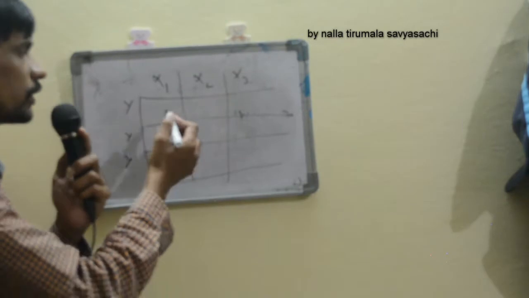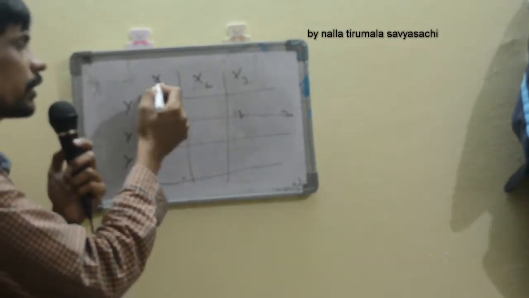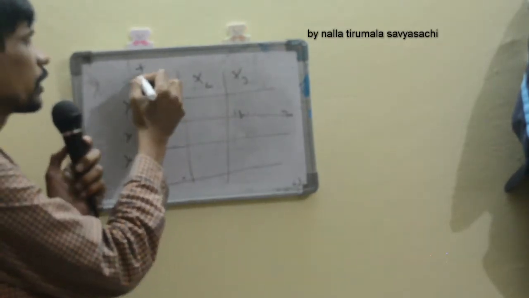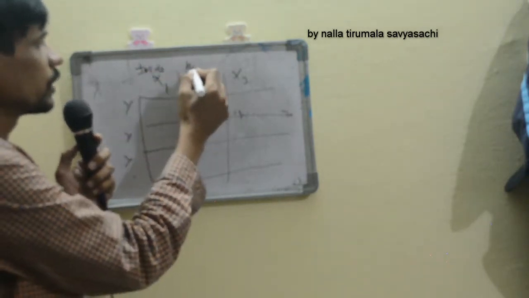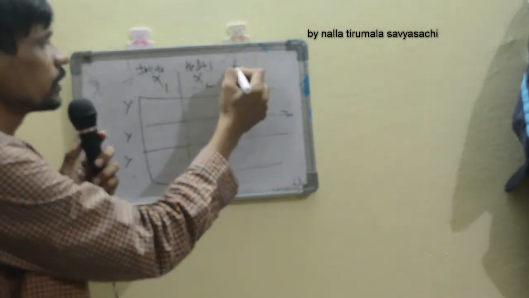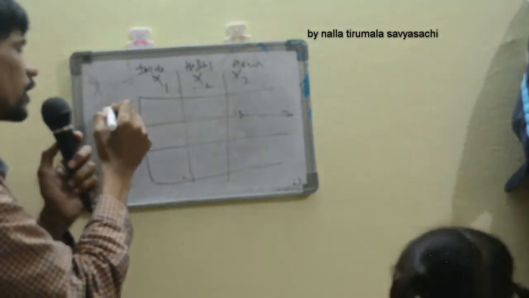So we will first draw one matrix with independent variable 1, our income. Second one is your health, third one is your height. This is our investment.